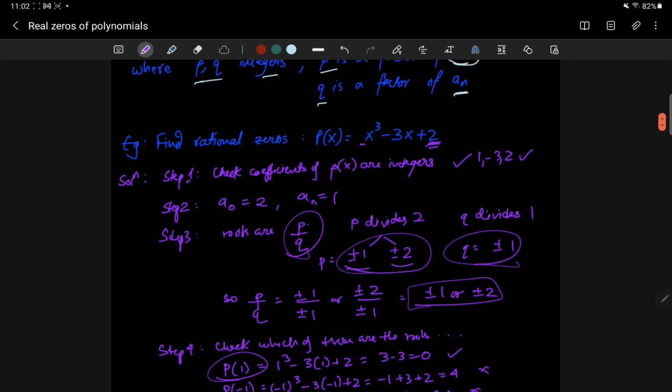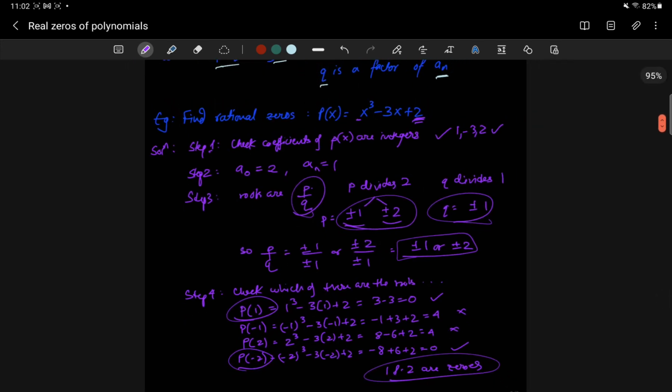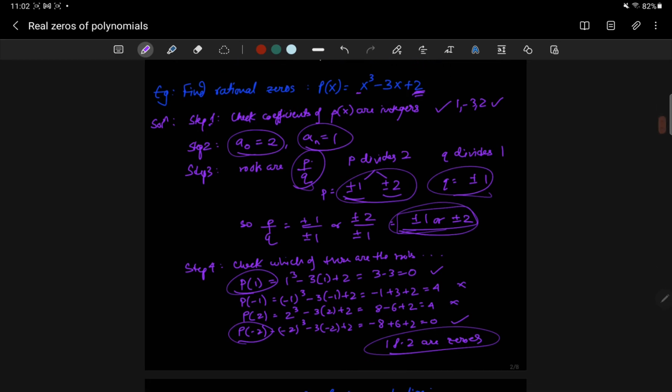Okay, so there are 4 distinct steps here. The first 2 are just setting things up. The first one checks that the coefficients are indeed integers. The second one lists down the number that the numerator is going to divide and the number that the denominator is going to divide. And so the next step, you look at all the possibilities. The possibilities are plus minus 1, plus minus 2, plus minus 1 for the denominator. Therefore, the possible values of the division are plus minus 1 and plus minus 2. And the last step is always to check.